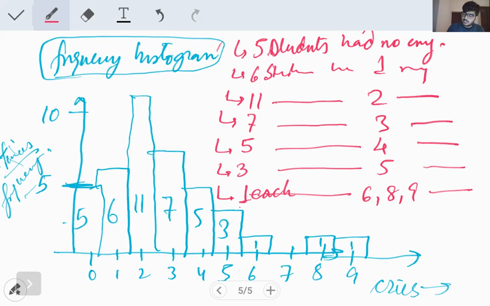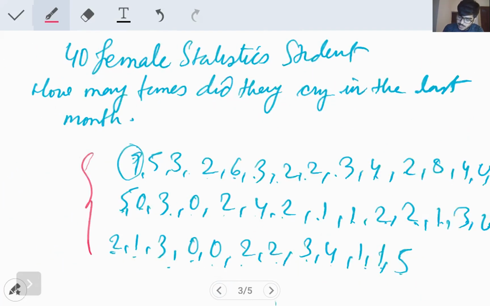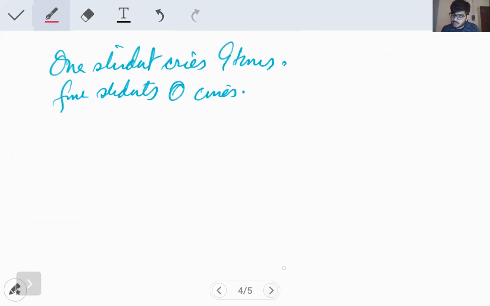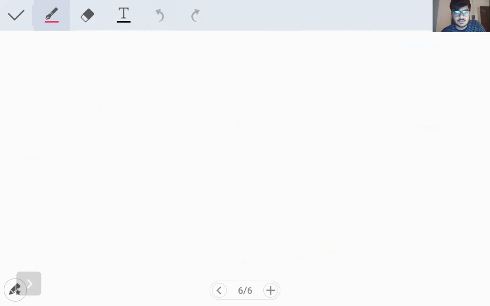So this is what we concluded from this histogram and the previous data that we have collected over here. This is the data that we have collected, right? And from this we drew a histogram and concluded these things, right? So let's see what is the procedure for drawing a frequency histogram.